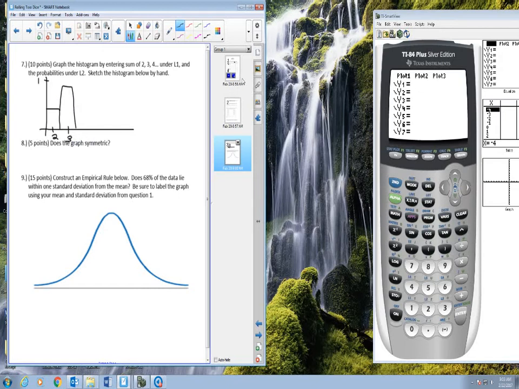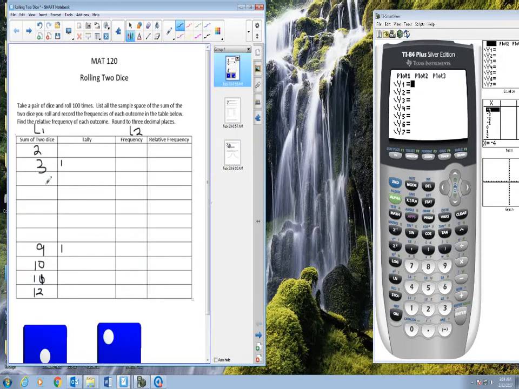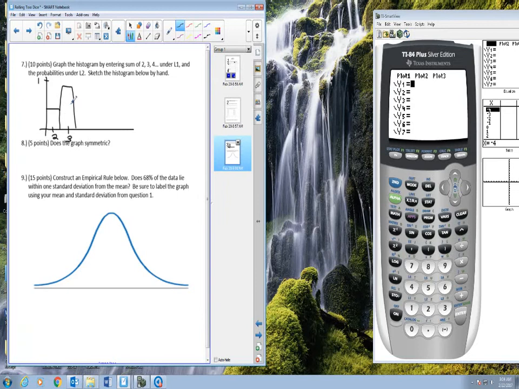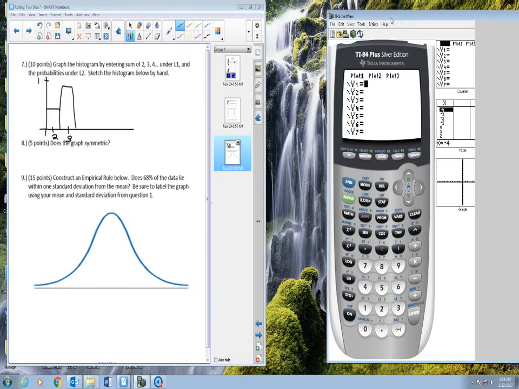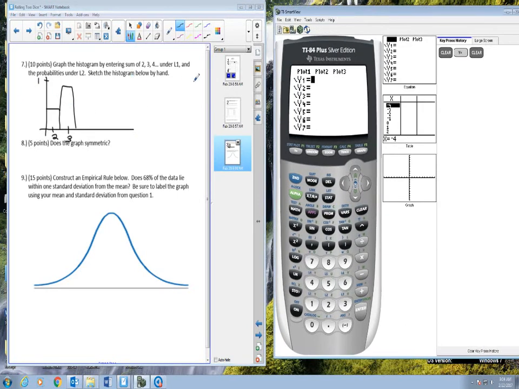So how many bars should you have? 1, 2, 3, 4, 5, 6, 7, 8, 9, 10, 11 bars. So you should draw 11 bars. So I want you to put the sum under L1 and probability under L2, and then graph your histogram in the calculator and transfer it on paper, where you will scale the y-axis and x-axis for me.